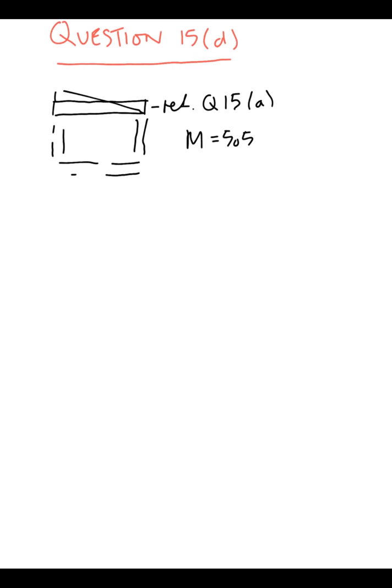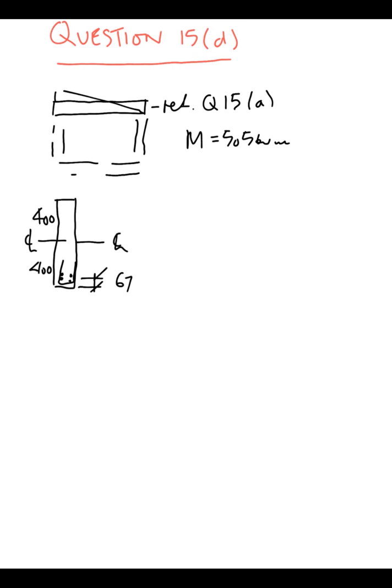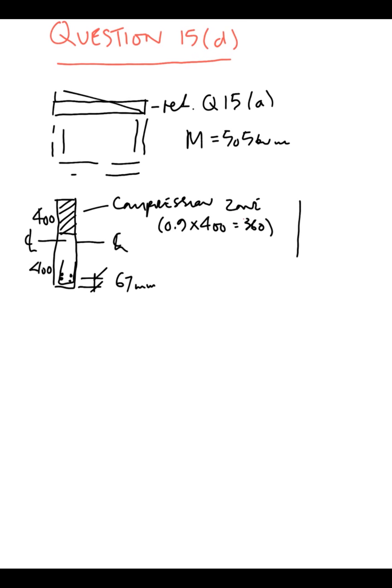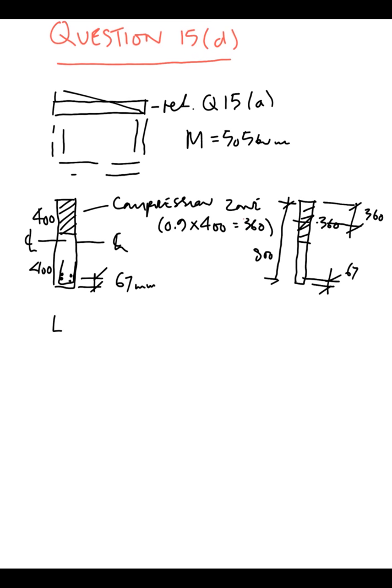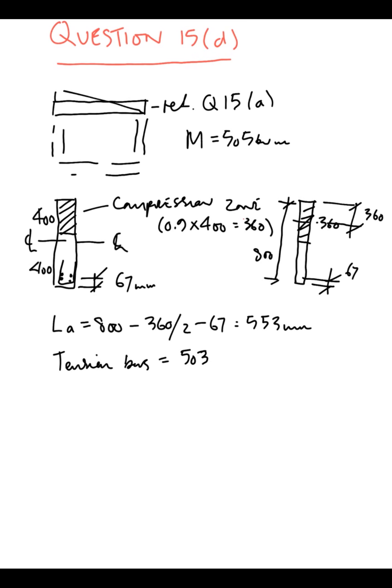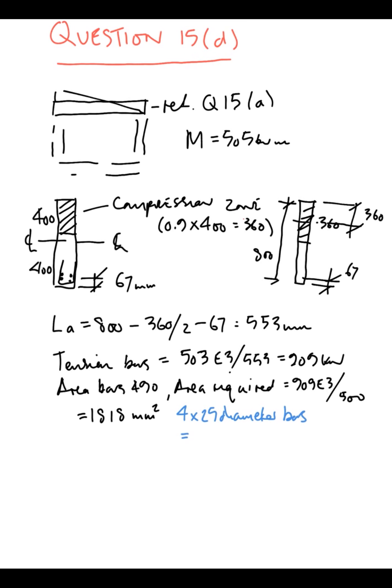Question 15D, and we're going to go through this fairly quickly, but we'll recap on this in another slide. So we effectively set up a lever arm in which the compression zone is 90%, 0.9 times the mid depth, half the depth, and the bars from the cover from the bottom is 67 millimeters. So if we take these away from the depth, we get 553 millimeters as a lever arm. The tension in the bars is the moment divided by the lever arm. The moment from before gives you 909 kilonewtons, and the area required is 909 divided by the 500, which is the yield of the bars, 1818 millimeters squared, which is 4 25 diameter bars.